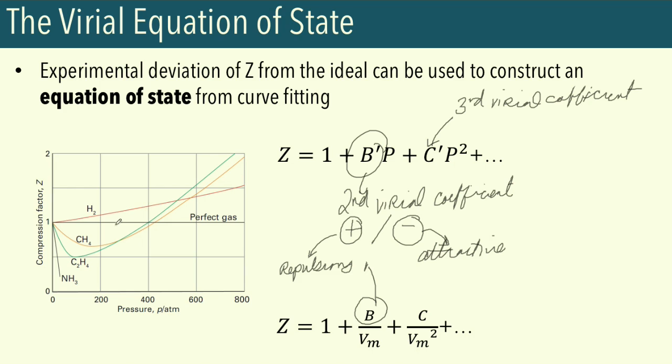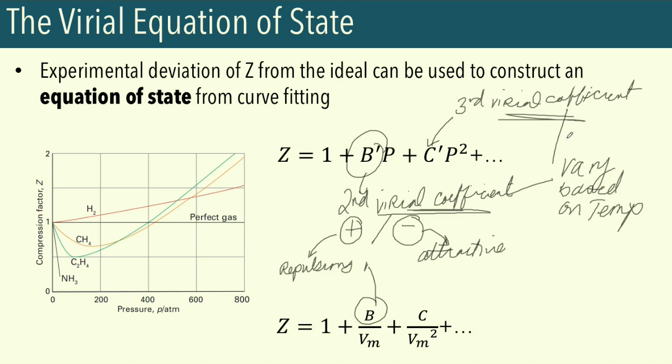All right, so also note, guys, recall again that these curves are going to be different for each temperature. So our virial coefficients are also going to be different based on temperature. These vary based on temperature and of course what type of gas we're talking about.